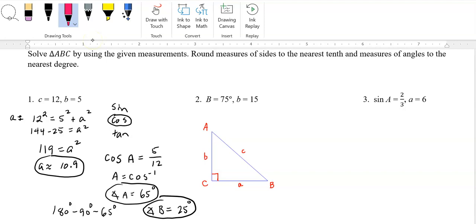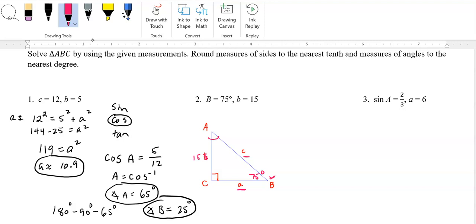Okay, so for number 2, we know the measurement of angle B, and we know the measurement of side B. And so it's our job to find angle A, side A, and the hypotenuse, which is labeled as C. Okay, so we got some choices here. You need to be working from the angle that you're given, okay, so that's this 75 degree angle. And so I can find either side A or side C using this 75 degree angle.